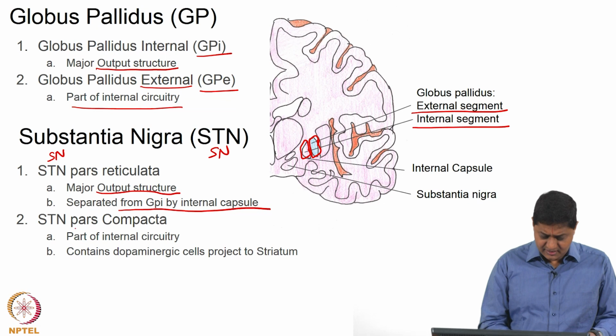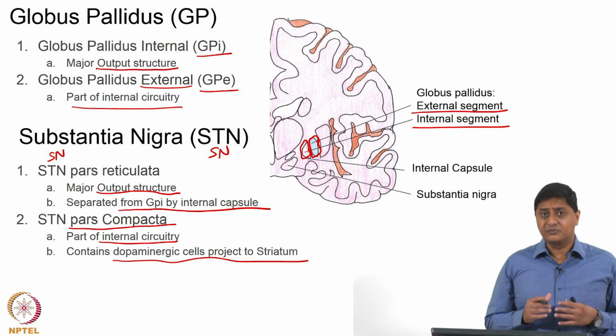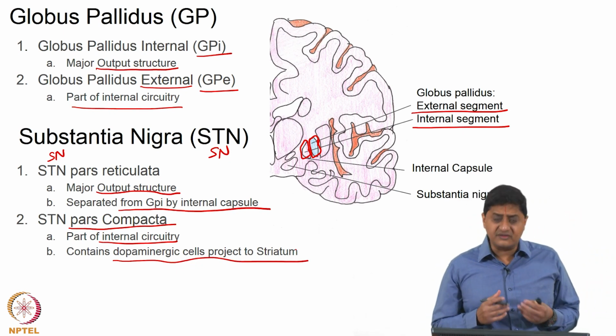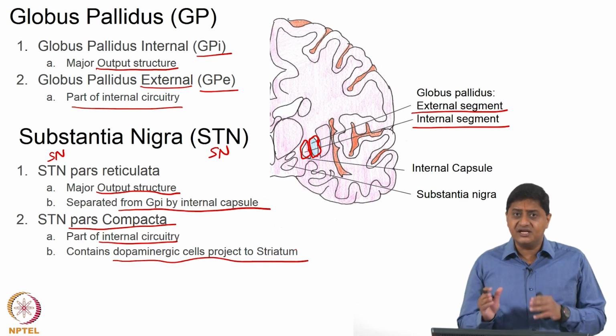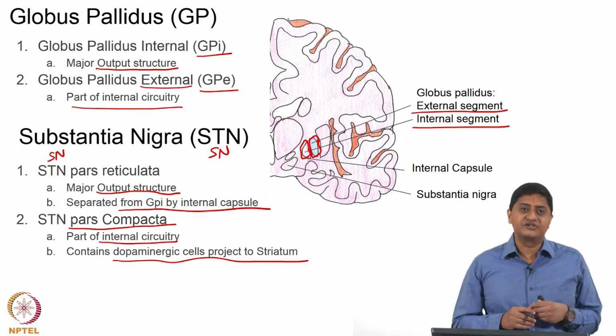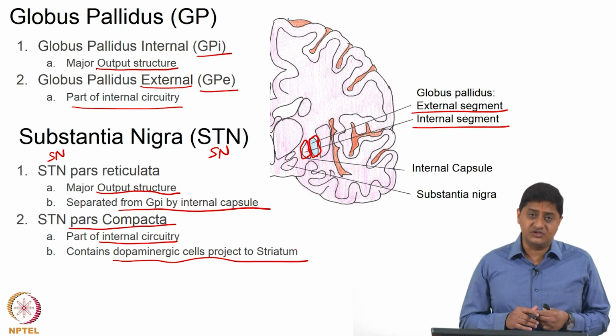Whereas substantia nigra pars compacta forms part of the internal circuitry and contains very important dopaminergic neurons that project to the striatum. What is the function of these dopaminergic neurons? We will see in a future class. We will dedicate one entire class to the function of dopamine and several classes to dopamine related dysfunction.